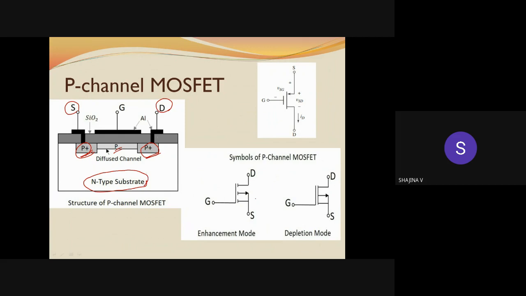And coming to the symbol, here it is the enhancement mode and depletion mode. Okay, and we will be using this symbol. Okay, so you can take this symbol. You can use this symbol. Here actually this arrow indicates the substrate. In the case here we are showing the source. That is why the difference in the direction of the arrow. Okay.